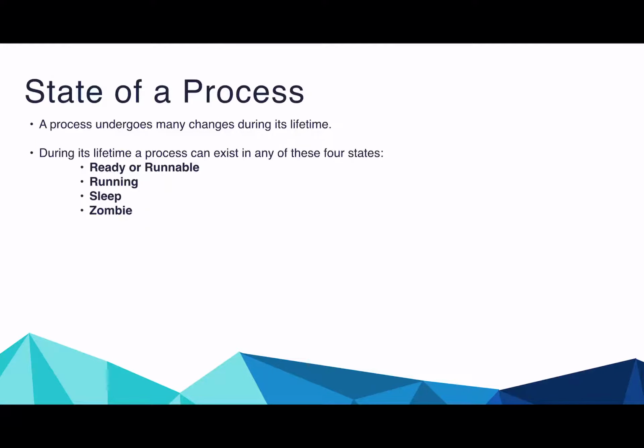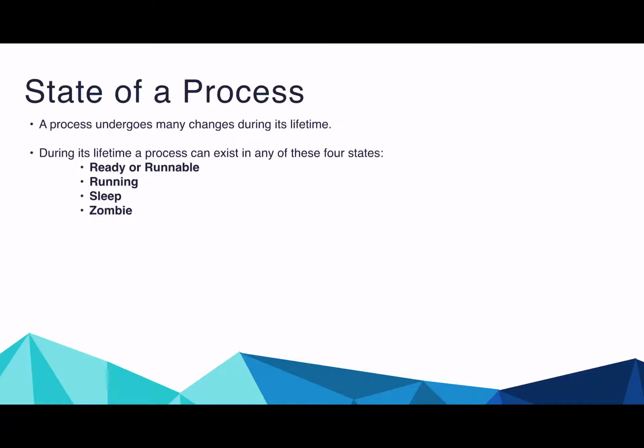State of a process. A process undergoes many changes during its lifetime. For example, if a parent process waits for the child process to complete execution, the parent process puts itself in a sleep state. Such a change from one state to another state is known as context switching. During its lifetime, a process can exist in any of these four states: ready or runnable, running, sleep, and zombie.